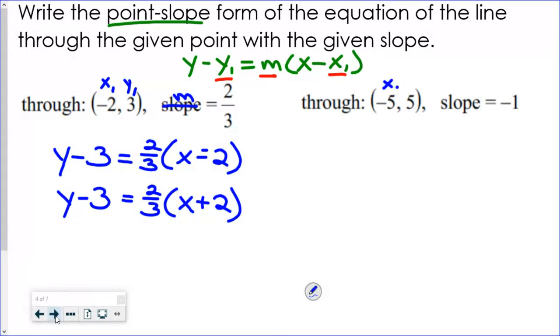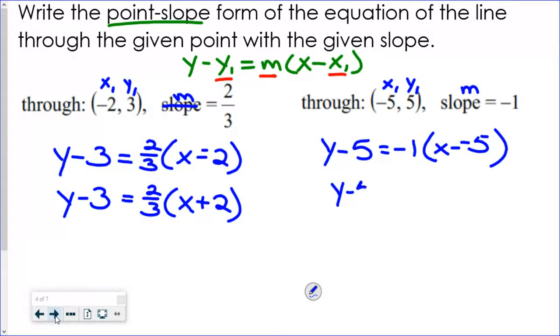Okay, so again, this is x sub 1 and y sub 1, and this is my m. So it's y minus 5. My slope is -1, and the x sub 1 is -5. The only thing for this is if you see zeros, you can make that stuff go away. And minus a negative sometimes becomes just plus a positive, okay?